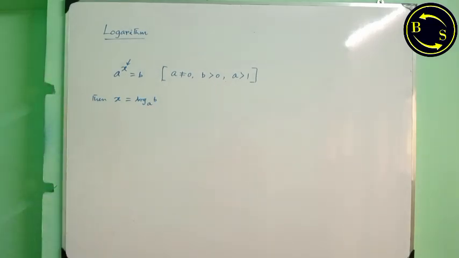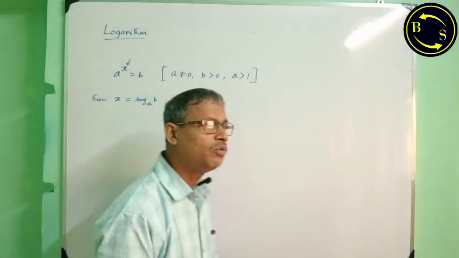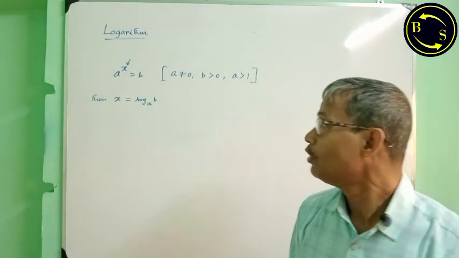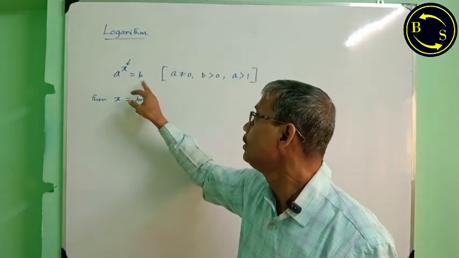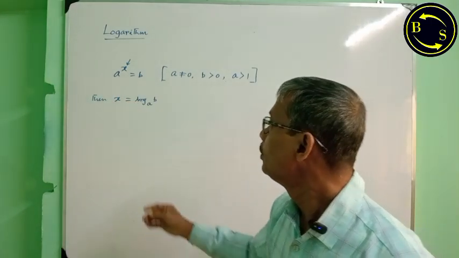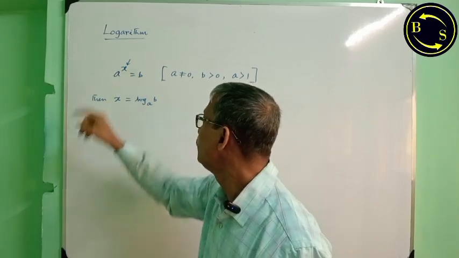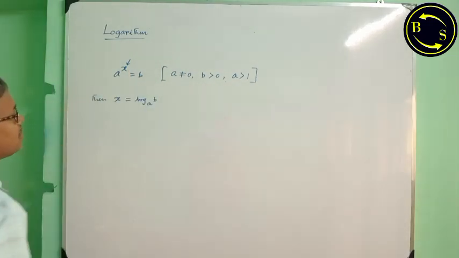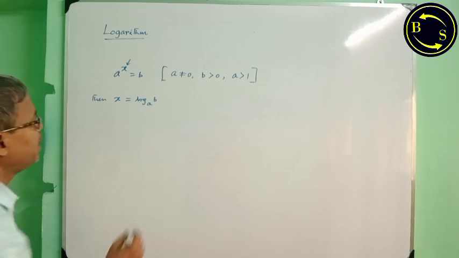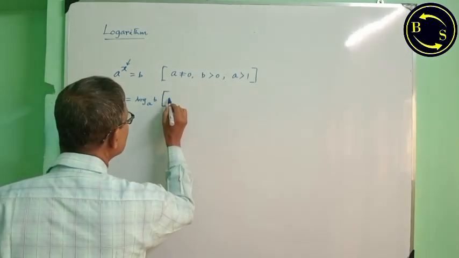A to the power x is equal to b. B is the value of a to the power x. Also, if x be unknown, we can treat it as an equation. Then we express this index x by this form, x equal to log of b to the base a. This is the definition.